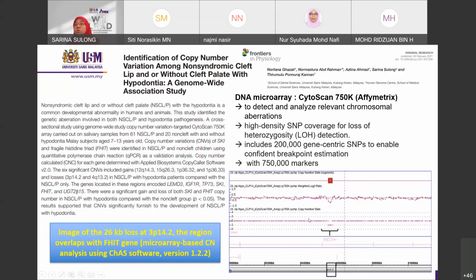And we also found 6 significant CNVs, including 4 specific regions of gains at chromosome 12q, chromosome 15q, and chromosome 1p, while another 2 specific regions with losses at chromosome 3p and chromosome 4q. So actually we can see a lot of things using this microarray. You can also check whether there are any significant genes located in those specific regions that have been affected. So this result supported that CNVs significantly contribute to the development of non-syndromic cleft lip with or without cleft palate with hypodontia.